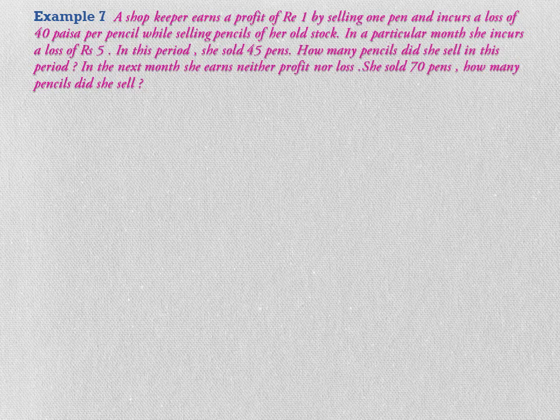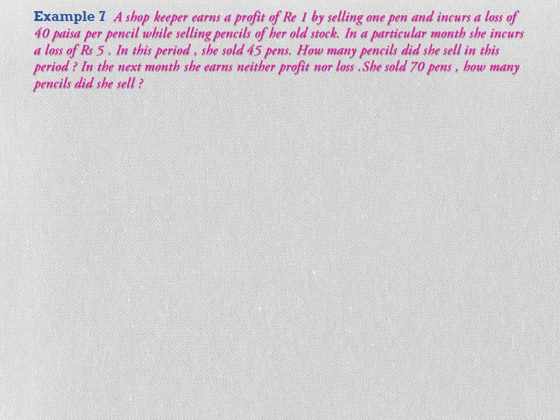I hope all of you understood this question. This is a shopkeeper and by selling a pen, she is getting a profit of rupee 1. And by selling a pencil, she incurs a loss of 40 paise. Because the pencil is old stock, she is selling the pencil only at a loss. In a particular month, she incurs a loss of rupees 5. Means total earnings is negative 5 only.